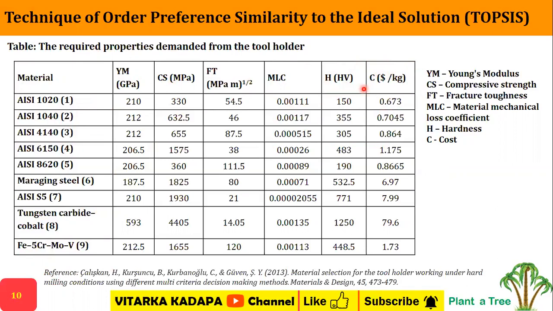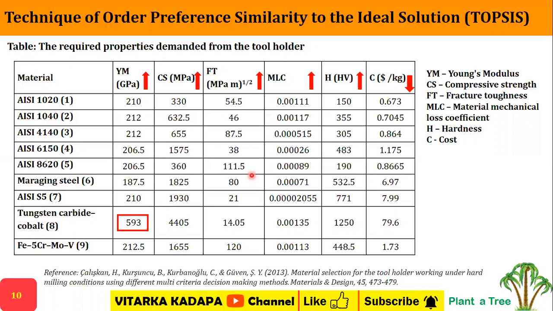If you observe the material attributes, the first 5 attributes will almost all be beneficial attributes. Beneficial in the sense that the value of Young's modulus, compressive strength, fracture toughness, loss coefficient, and hardness should be higher the better. Whereas for cost, we try to keep it as low as possible because the procurement cost should be low. So here we identify which are the beneficial attributes and which are the non-beneficial attributes. Young's modulus should be higher the better, compressive strength the same, next fracture toughness, next hardness, and cost should be low.